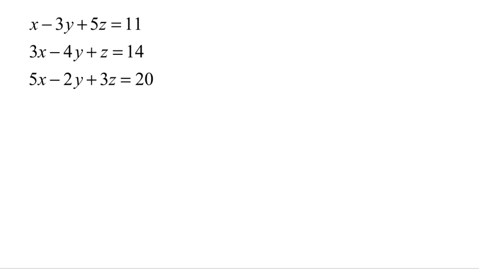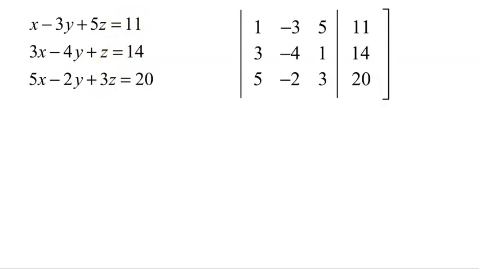x minus 3y plus 5z is 11. 3x minus 4y plus z is 14. 5x minus 2y plus 3z is 20. Going to make an augmented matrix. First column, 1, 3, 5. Second column, negative 3, negative 4, negative 2. Third column, 5, 1, 3. After the vertical line, 11, 14, 20. So our process is to make the upper left a 1. It is. Make both numbers underneath zeros.